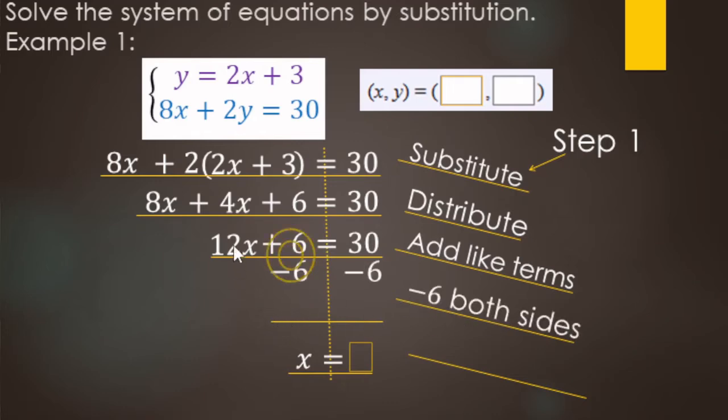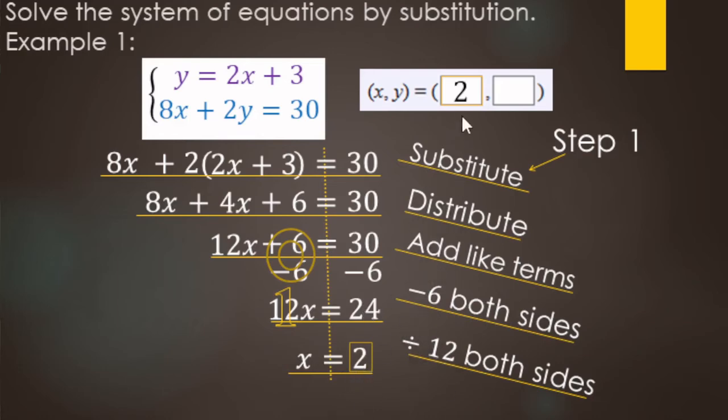So we have 12x plus 0 just makes 12x equals 30 minus 6 makes 24. Now we need to undo this multiplied by 12 with a divide by 12 to both sides. So 12 divided by 12 is just 1. X goes there, and then 24 divided by 12 is going to make 2. So our value for x is going to be a 2.